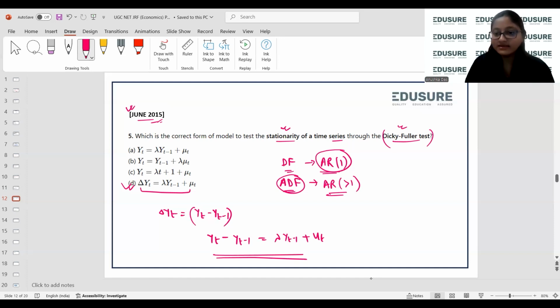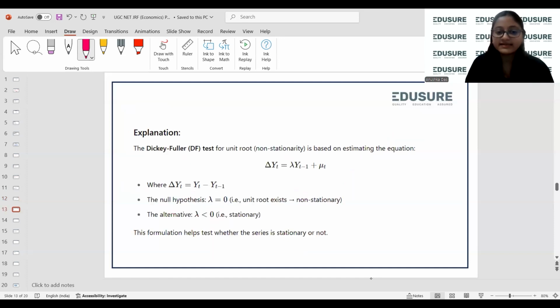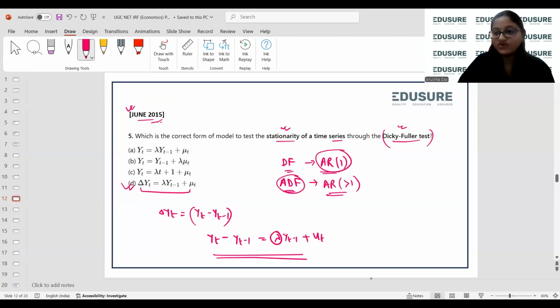Now, how do you proceed with the test? I have given you here that you will set the null hypothesis as lambda equals 0. So, in this equation, if lambda equals 0, then this portion is gone. So it will be what? Yt equals yt minus 1 plus ut, which is a random walk process. That process I have told you. This is a random walk process which is always non-stationary.